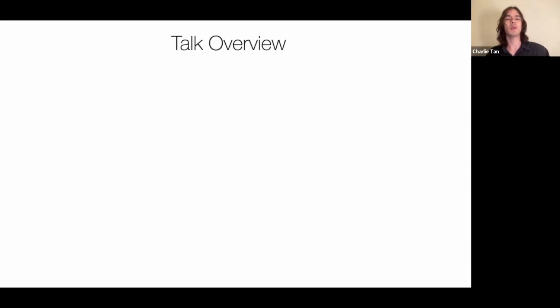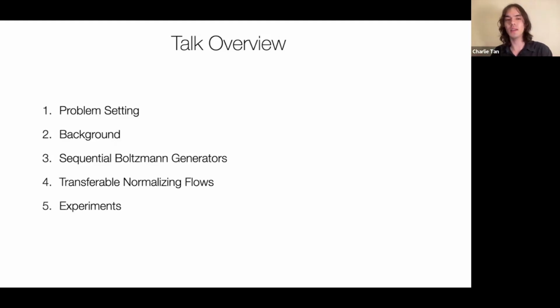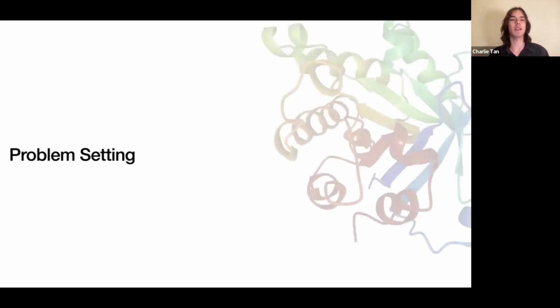A quick overview of the talk, what we'll be chatting about. I'll start by defining the problem setting. What is the sampling problem? Why is it interesting? And what can it solve? How are we currently solving it? There'll be a section on the necessary background. Then, as mentioned, we'll cover sequential Boltzmann generators, mostly the method, less results. But the meat of the method that we're probably interested in is the transferable normalizing flows, because I think this is where Boltzmann generators really get exciting. And lastly, some experiments.